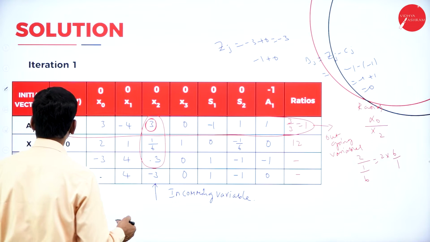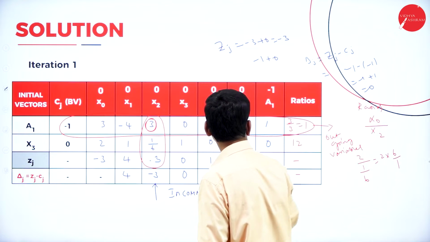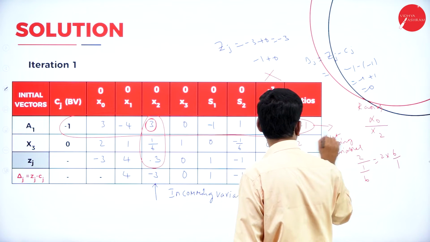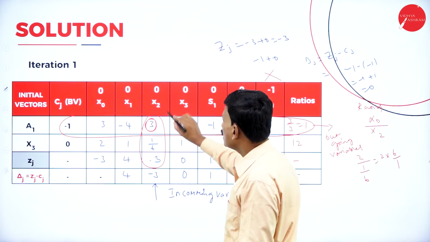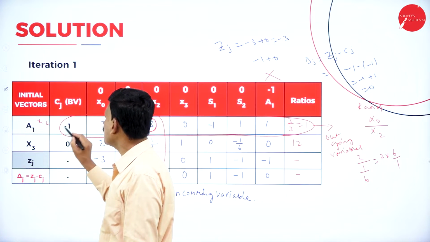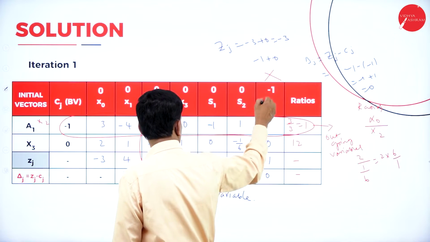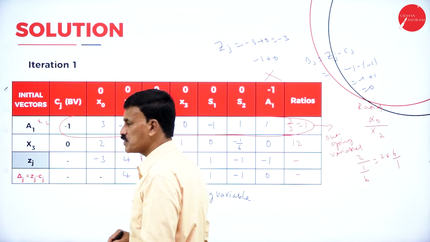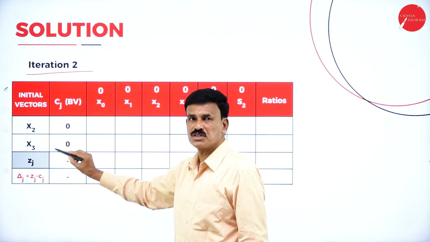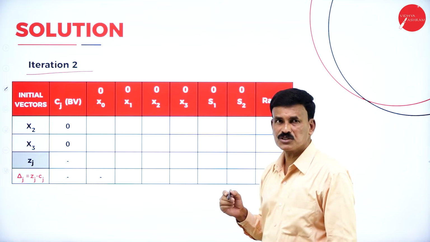Okay. Now let us come to iteration number 2. Here the variable A1 is the outgoing variable, and A1 is replaced by x2. So here we are going to get x2, x3, the coefficient of x2 and x3, and the outgoing variable is A1. In iteration number 2, x2 coefficient is 0, x3 coefficient is also 0, and the A1, A2 columns are deleted.